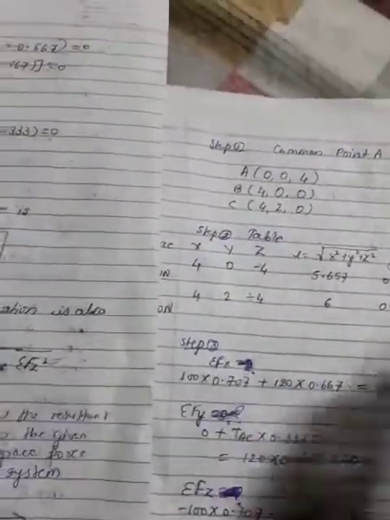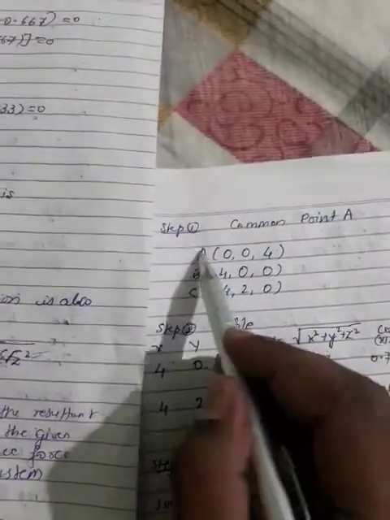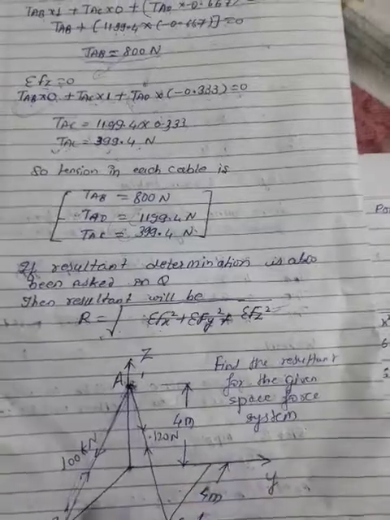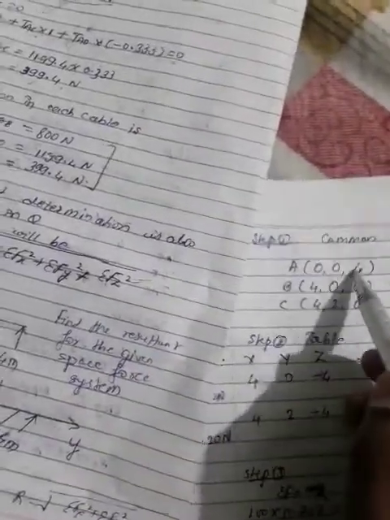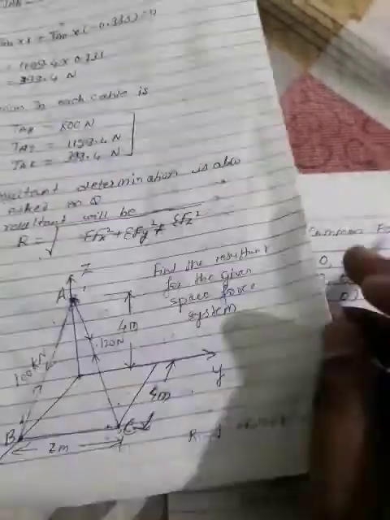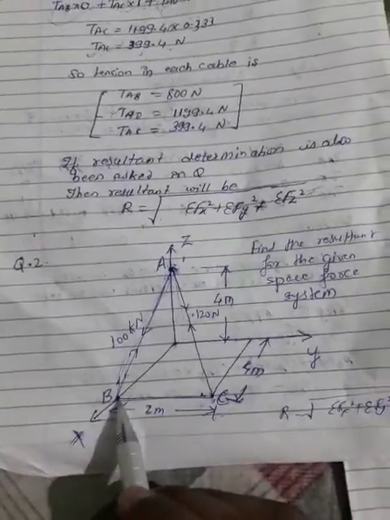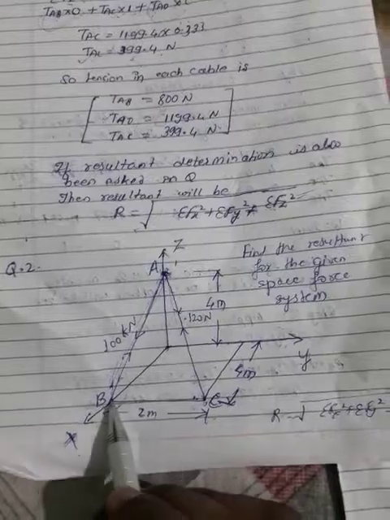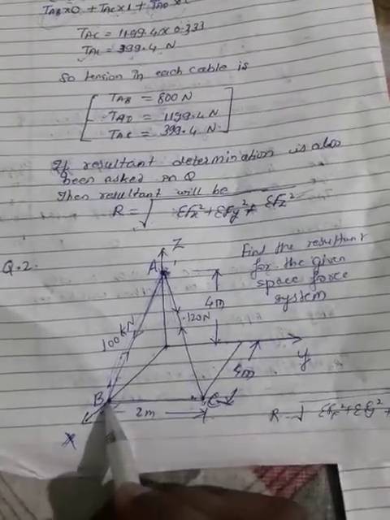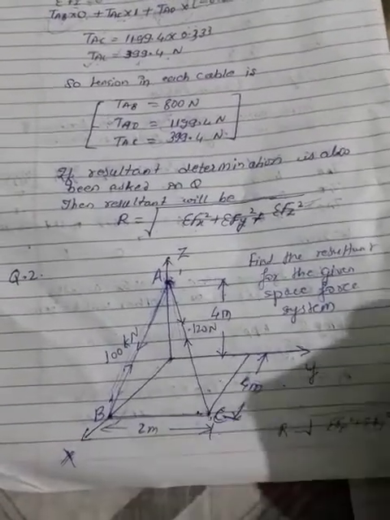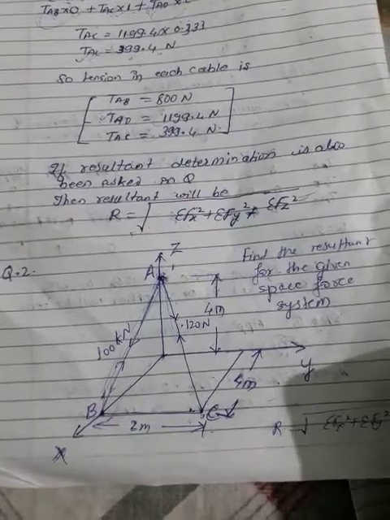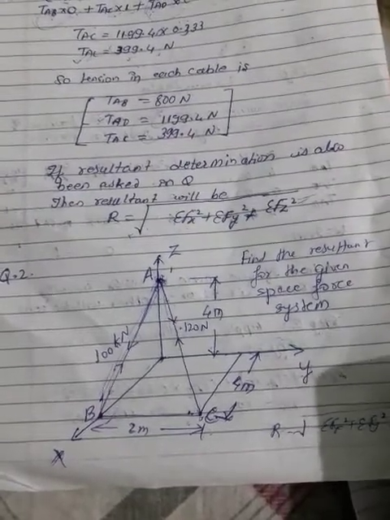So for this common point, point A lies on the Z axis, so its x and y coordinates are 0, and z is 4. Now point B lies on the x axis, so its y and z coordinates are 0, and the x coordinate is 4.